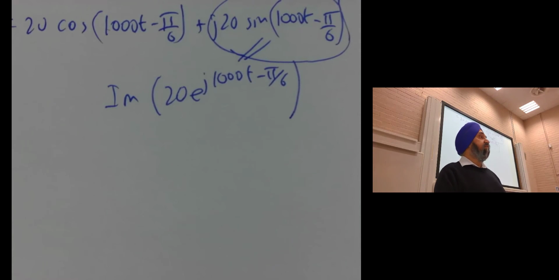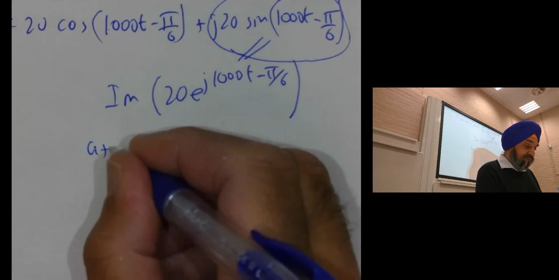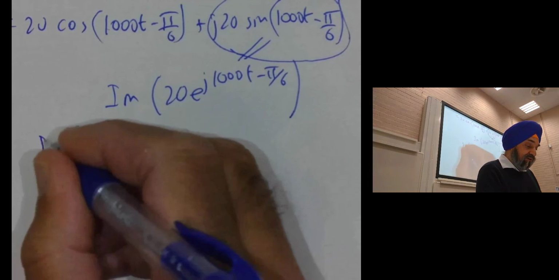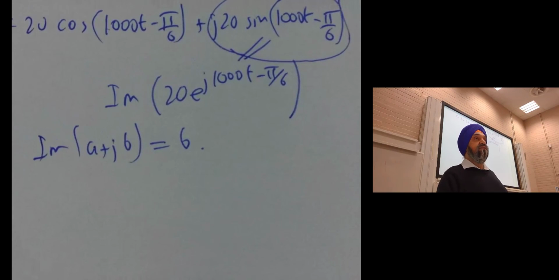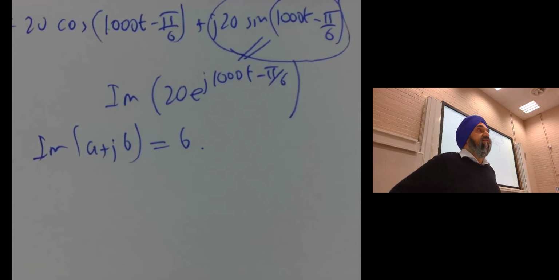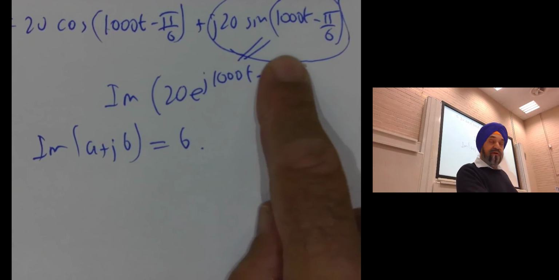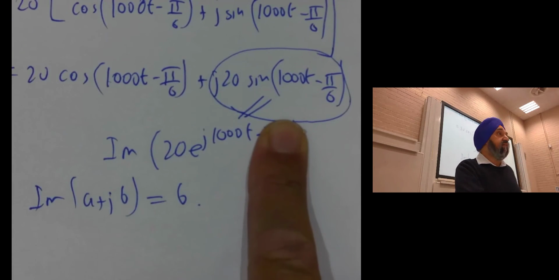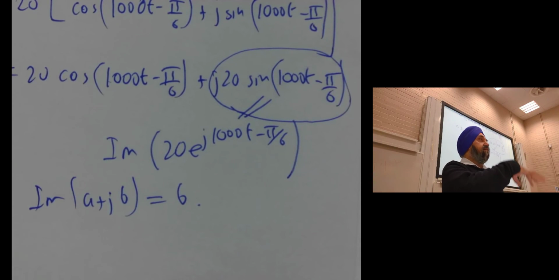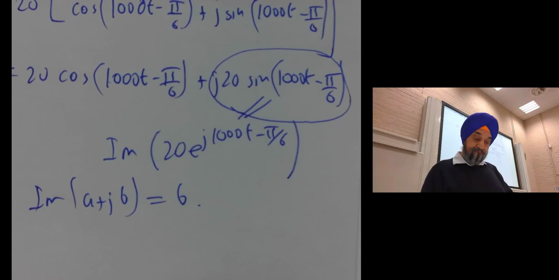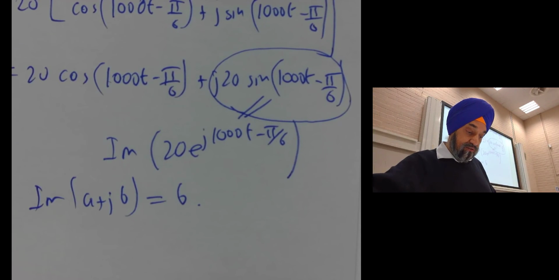Remember, the imaginary part of a plus jb is b. You put Im in front, and that means pick up just the number next to the j. That's what we want to do here. I know we did that last week and it was pretty straightforward, but you've got to be able to use that. So that's the imaginary part of that.